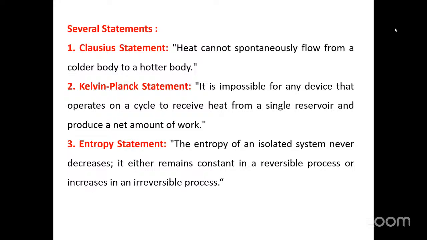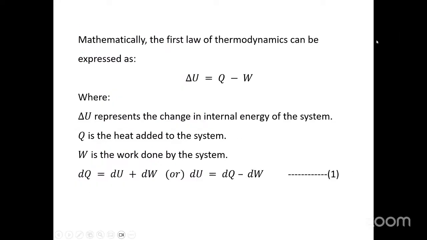Okay, and here mathematically we are proving that delta U is equal to Q minus W, where delta U is the change in internal energy of the system, Q is the heat added to the system, and W is, as usual, the work done. Okay, finally we will say that dQ is equal to dU plus dW, or dU is equal to dQ minus dW. This is the first equation.